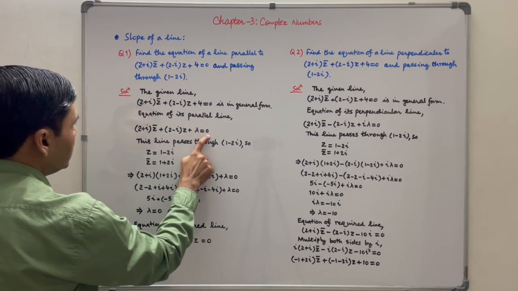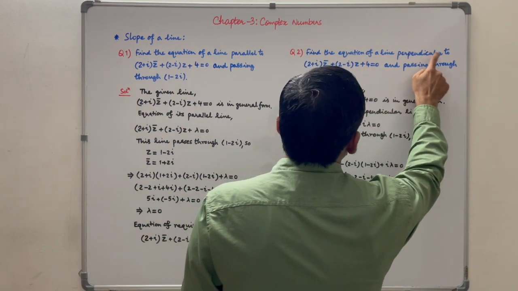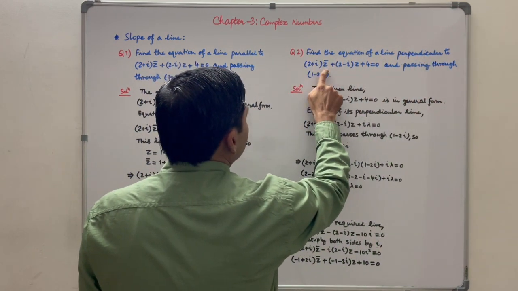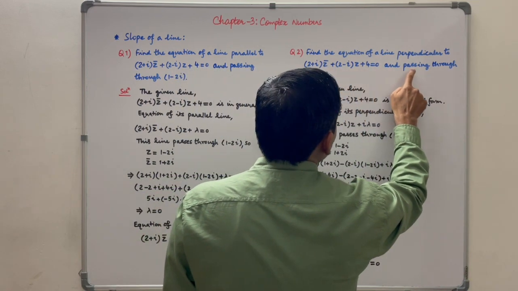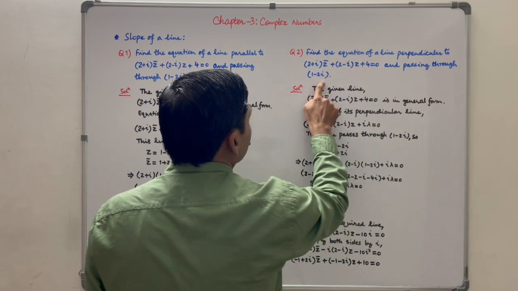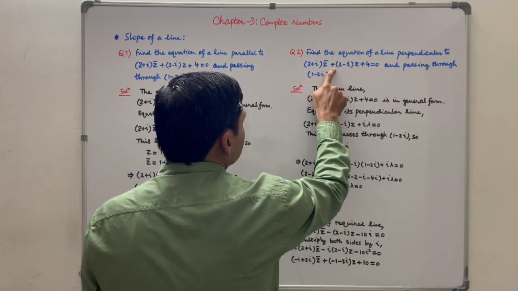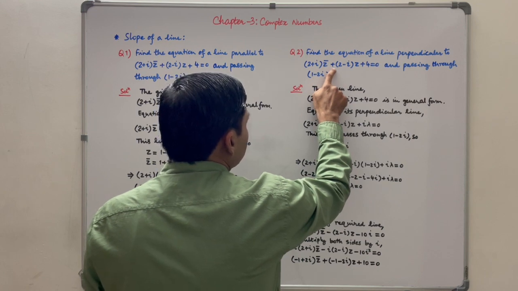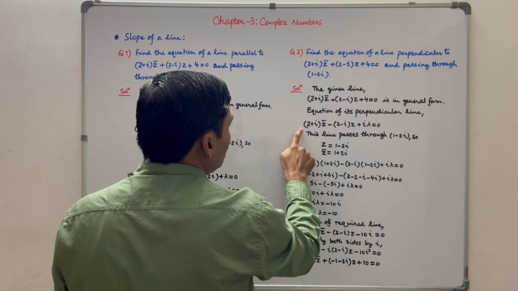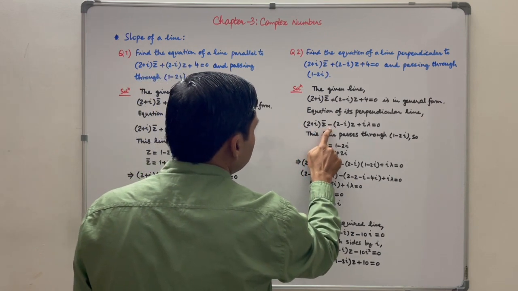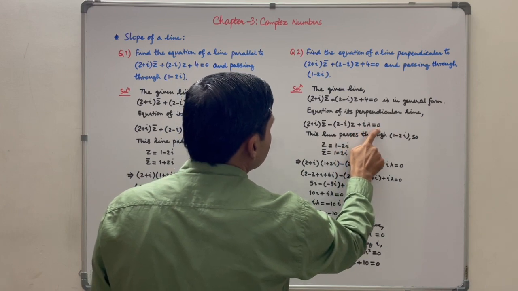Second question: find the equation of a line perpendicular to (2 plus i) z bar plus (2 minus i) z plus 4 is equal to 0 and passing through 1 minus 2i. From the previous question, we know that the line is in general form. Next, we will write the equation of its perpendicular line, and that is given by (2 plus i) z bar minus (2 minus i) z plus i lambda is equal to 0.